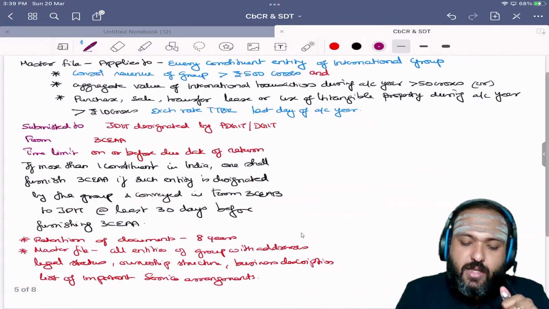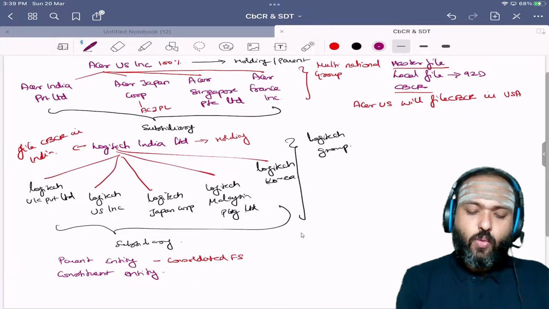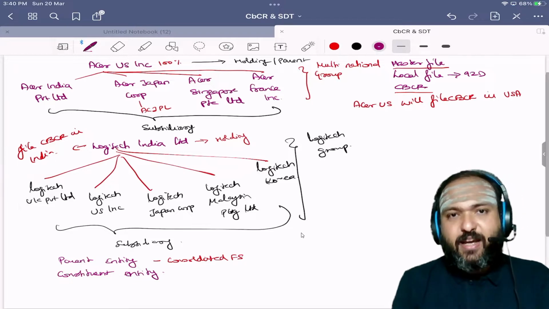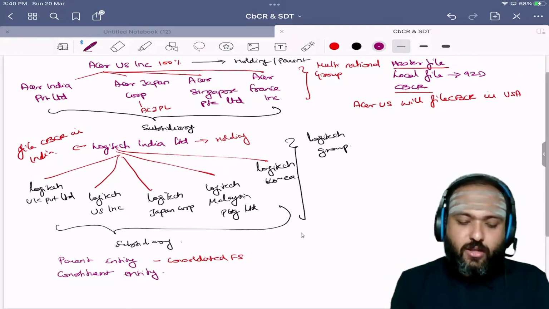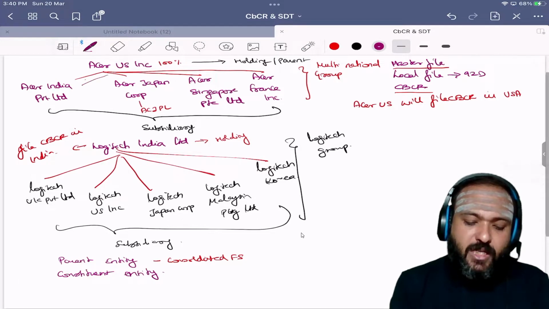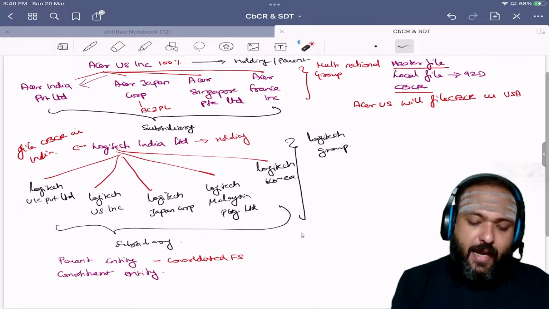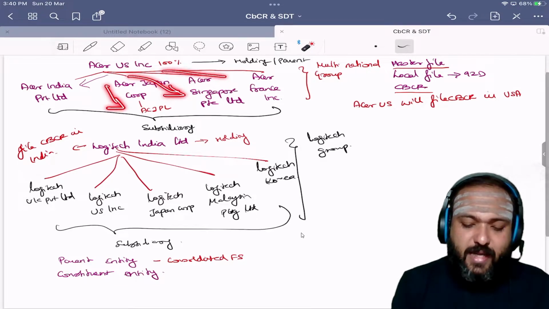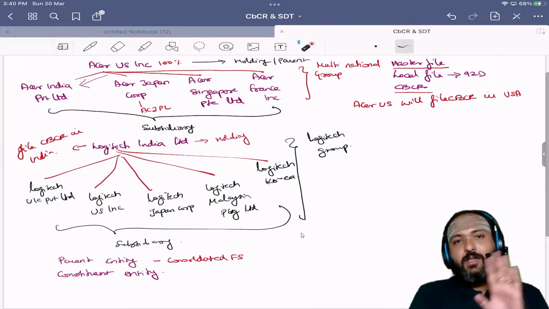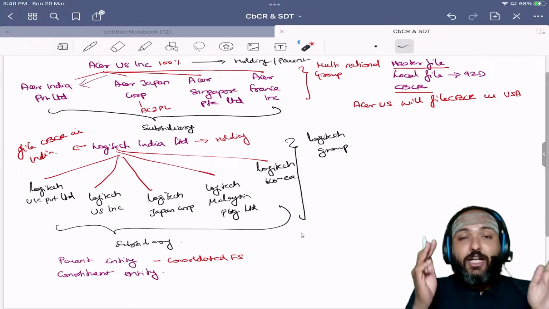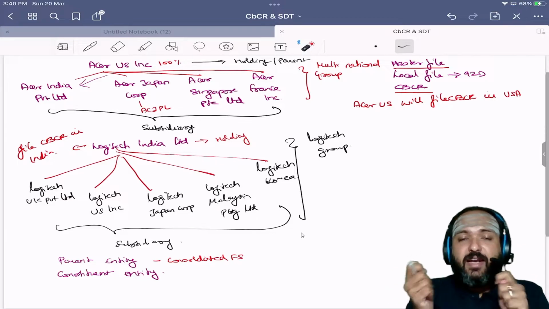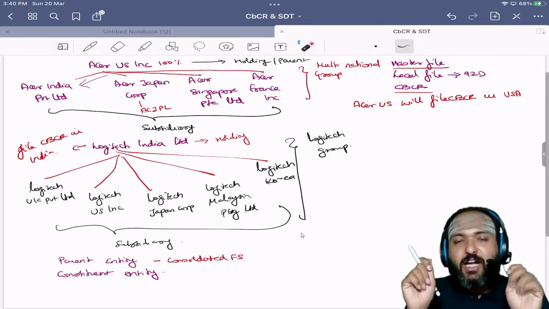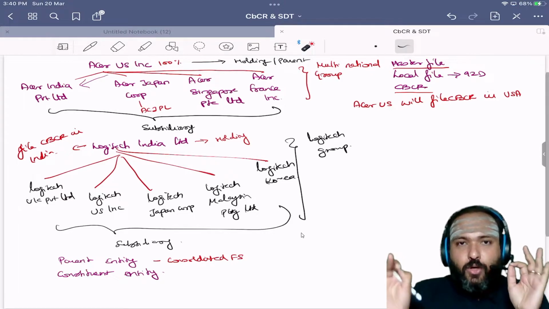So let us go to this example. Acer US Inc. files the CBCR with US tax authorities. US tax authorities will share this information with the Indian tax authorities, and then they will share it with Japanese tax authorities, Singapore tax authorities, and French tax authorities. So there should be an agreement between the two countries that they will share or exchange information corresponding to country by country reporting.